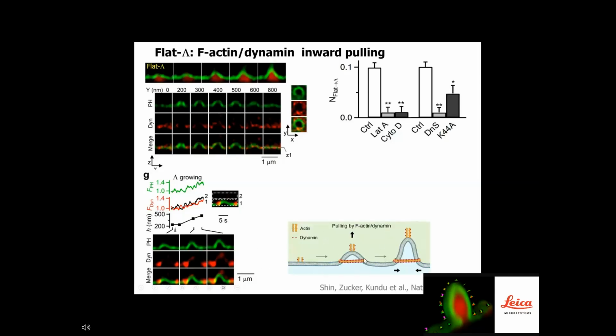So this is a cartoon showing you our model that the actin and dynamin can pull membrane inward by attaching at the tip of the lambda shape, and that will pull the membrane inward.